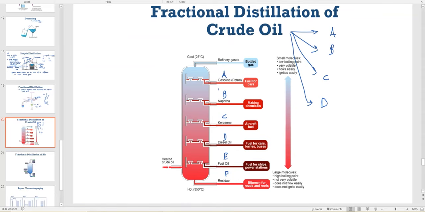That's why it got evaporated and exited from the highest point. B has a higher boiling point as compared to A, but lower as compared to C. And the highest boiling point will be of F. Lowest boiling point will be of A, then B, then C, then D, then E. We can also say A will be the lightest and F will be the heaviest. B is heavier than A, C is heavier than B, D is heavier than C. What does heavier mean? It means it will have more mass.